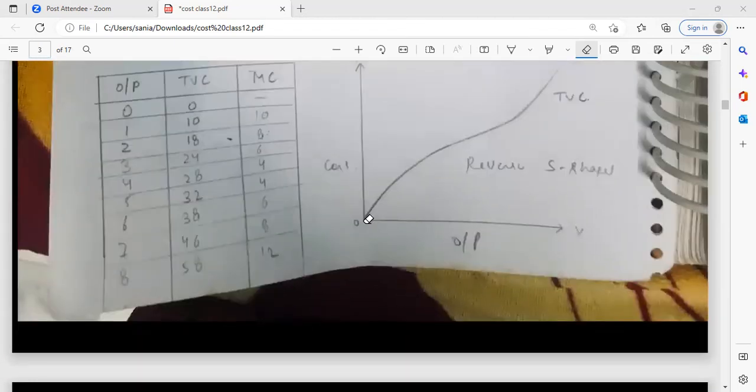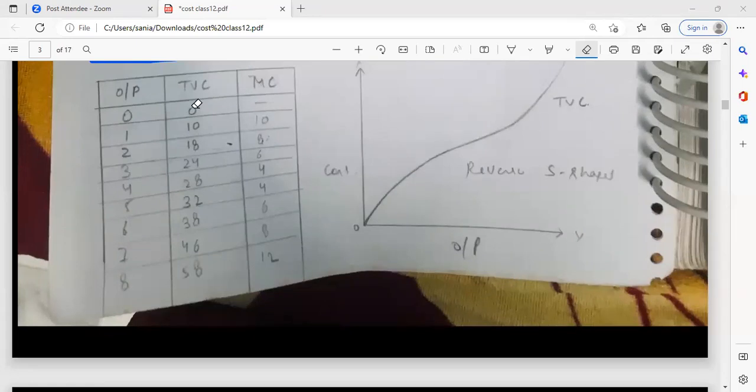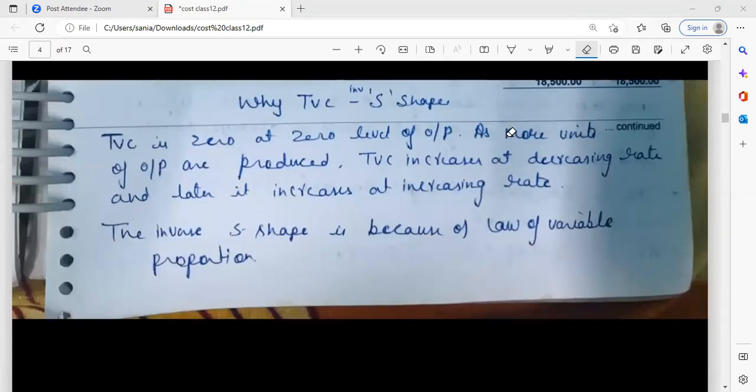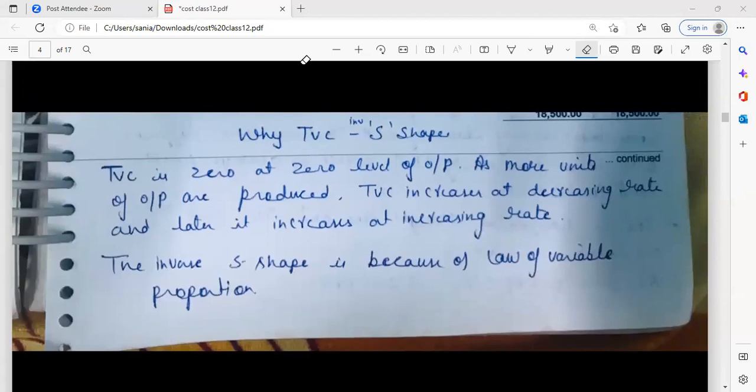Over here you saw that it is starting from 0, right? Why? Because TVC can be 0 at 0 level of output. So TVC is 0 at 0 level of output. As more and more units of output are produced, TVC increases at decreasing rate, and later it increases at increasing rate. This we have already discussed, what is decreasing rate and what is increasing rate, right? Therefore, the inverse S-shape is because of the law of variable proportion. Clear? So you will quickly write it down.